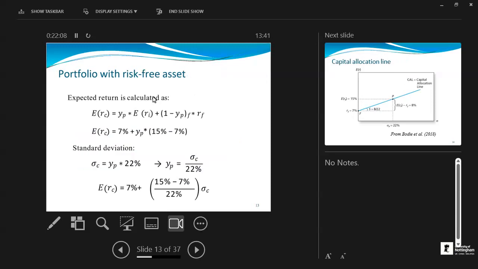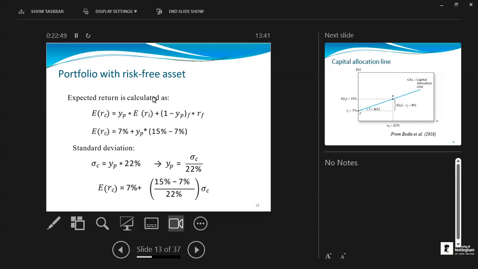Good. So using the formulas that we have derived earlier, the expected return of this complete portfolio is the weight in the risky portfolio, YP, times the expected return of the risky portfolio, plus the weight in the risk-free asset, which is 1 minus YP, times the expected return of the risk-free asset. So we can calculate the expected return of this complete portfolio, which is simply the weighted average.